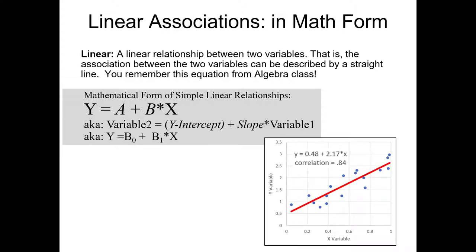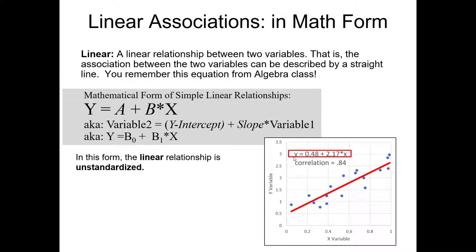In other words, it's the equation for a straight line. Other ways you may see this depicted is simply variable 2 equals our y-intercept plus the slope times the variable, or aka if we're using regression, y equals beta 0 plus beta 1 times x. These are all the same thing. They're all specifying the slope by the term that we're multiplying by x. And the constant, the a or the y-intercept or the beta 0, all represents where this line intersects on the y-axis when x is 0.